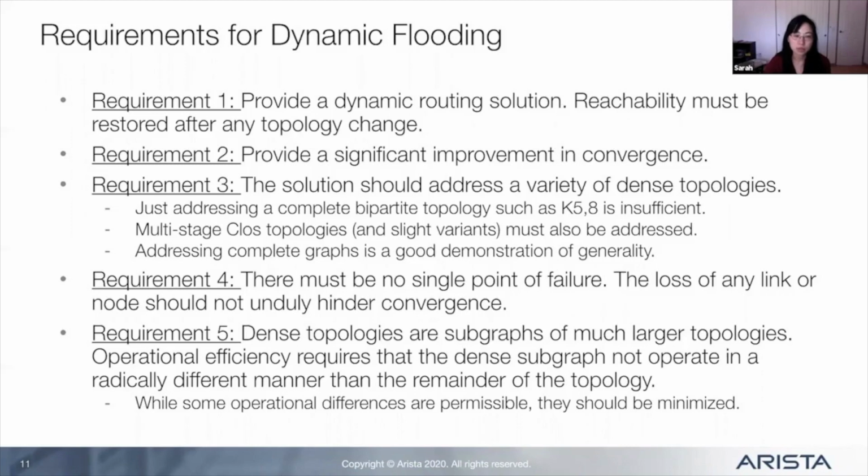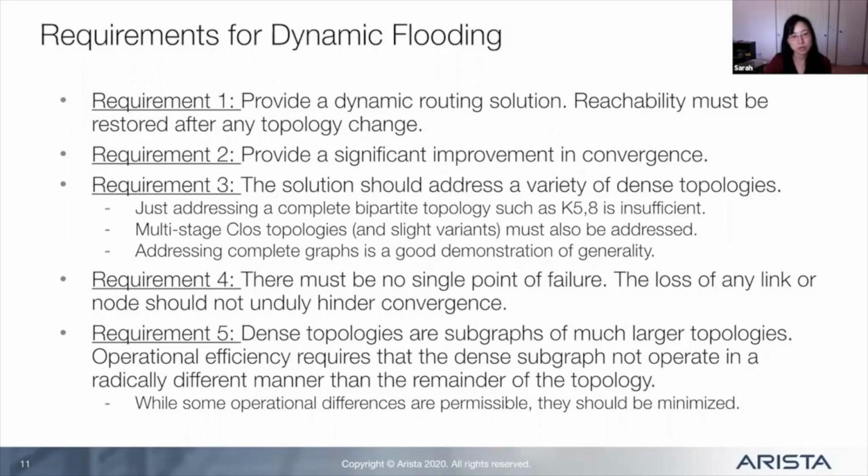The second requirement is the convergence. As mentioned before, in a dense network at scale, we may see network collapse due to the extensive flooding. So we definitely want to do better than that. The flooding topology has to be sparse enough.